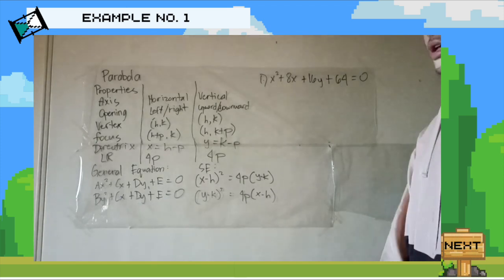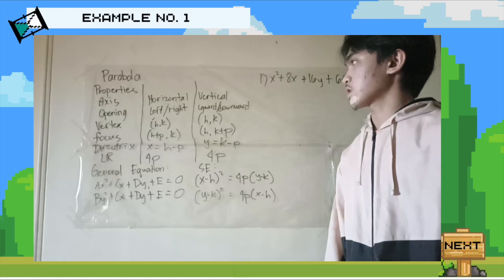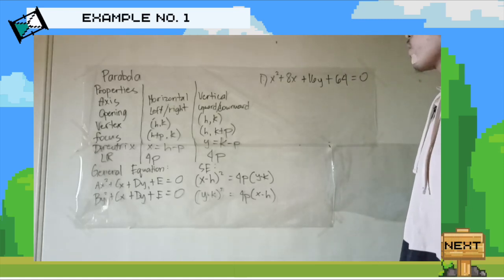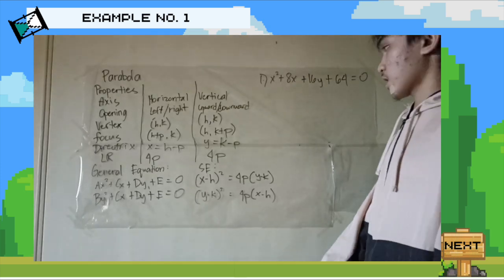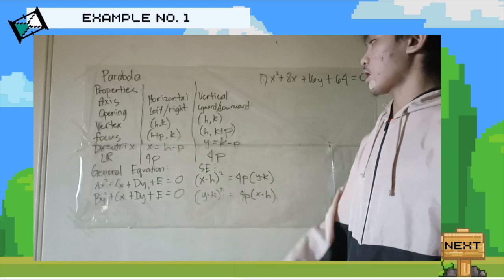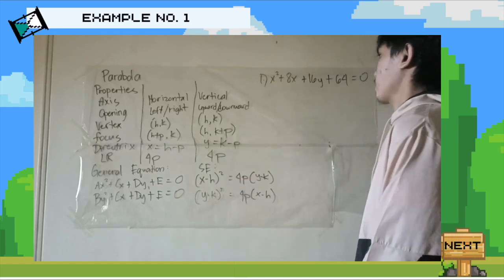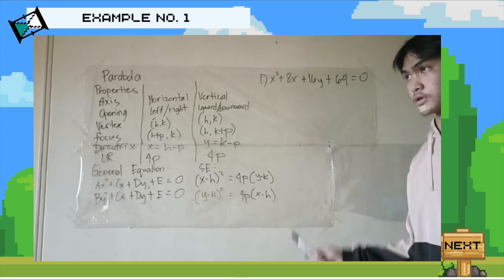Next is the vertical. So the opening of vertical is upward or downward. Vertex of vertical is the same, h comma k. Focus is h comma k plus p, and directrix is y equals k minus p, and LR is 4p. Okay? So let us try to apply that to this general equation.